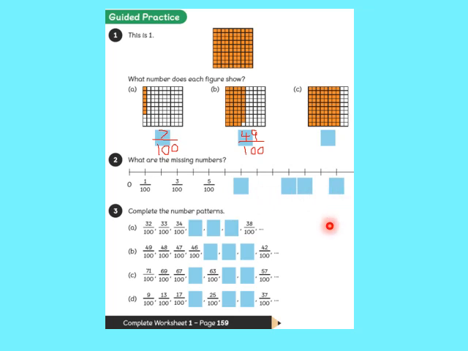And for question 3, we need to complete these number patterns. Now, in A, you are counting up in hundredths, and in B, you are counting backwards in hundredths. But when we come to question C, we can see a slightly different number pattern. Can you see how it goes 71 hundredths, 69 hundredths, 67 hundredths? So what do you think this number could be? And in D, we're counting up, but we have 9 hundredths, 13 hundredths, 17 hundredths. So what could go here? What's the gap between these numbers? So have a go at the guided practice and then come back and we'll look at the answers.